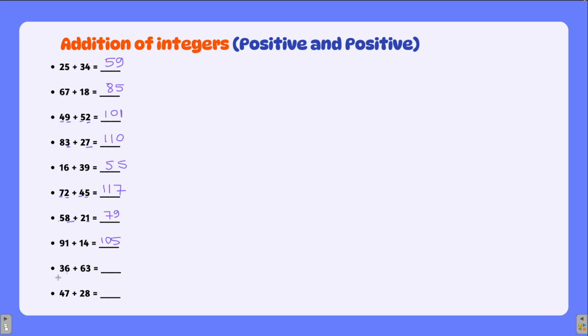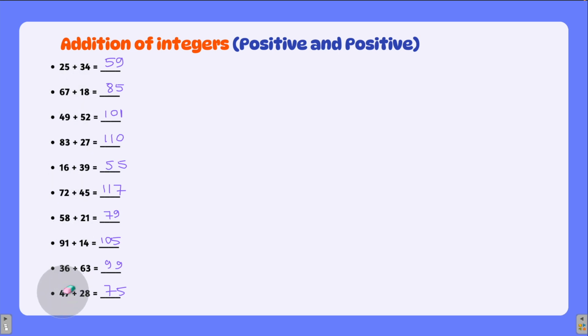36 plus 63. So 6 plus 3 is 9 and again 3 plus 6 is 9. 99. 47 plus 28: 7 plus 8 is 15. So 5, 1 carry, and now this 4 will become 5 and plus 2 will give us 7. 75. So what we are doing, we are simply adding them with a positive sign.